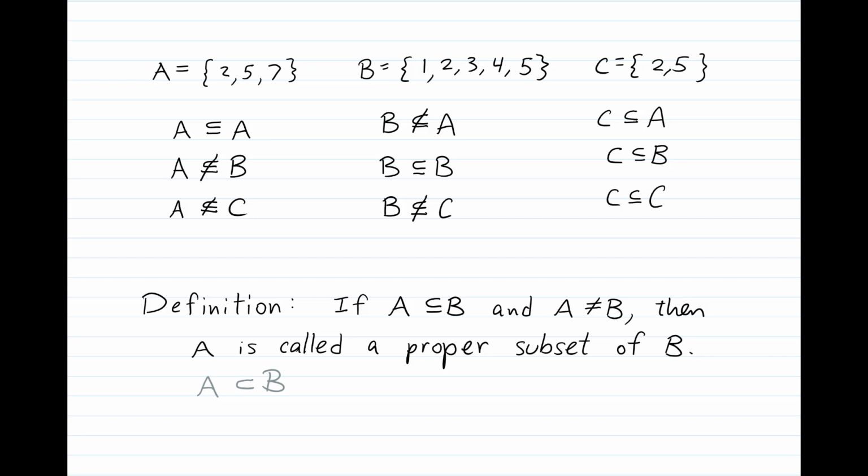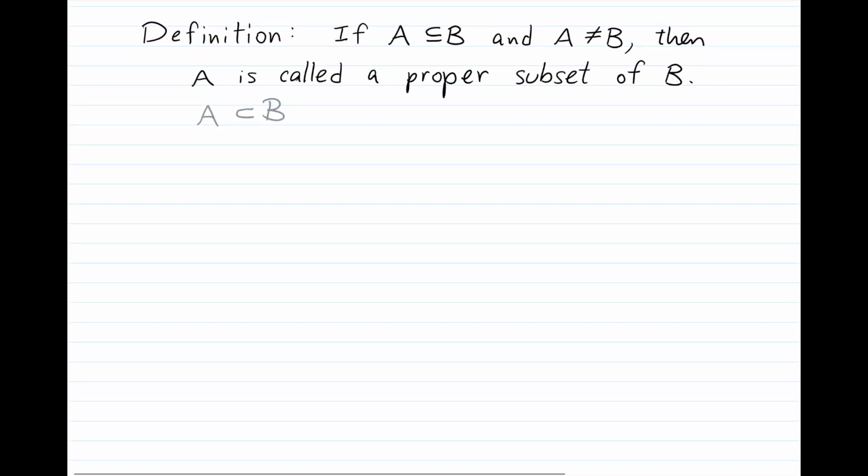Okay. Now, let's talk about the empty set. Let's just write down a set A. Okay, well, in fact, we can use the same one. Let's say A is the set containing 2, 5, and 7. Let's write that down again.